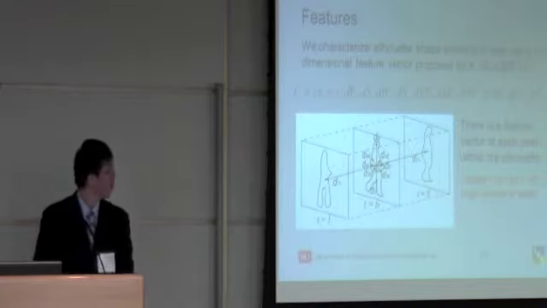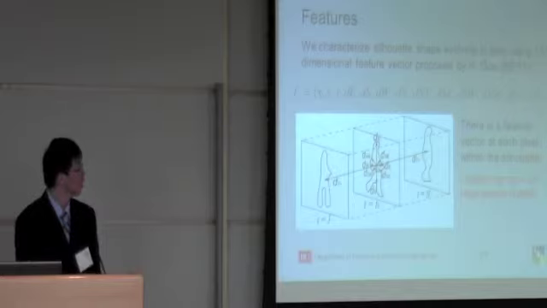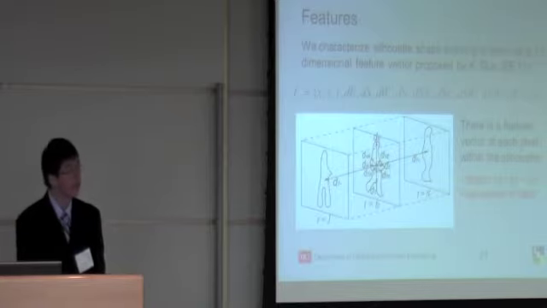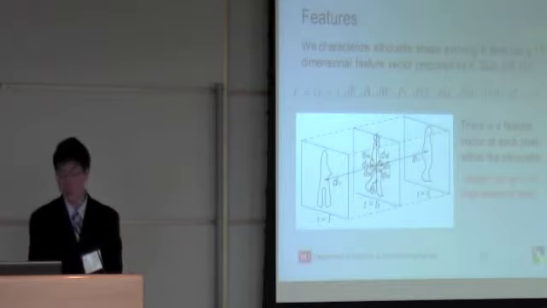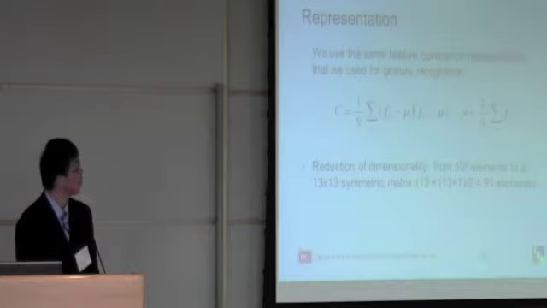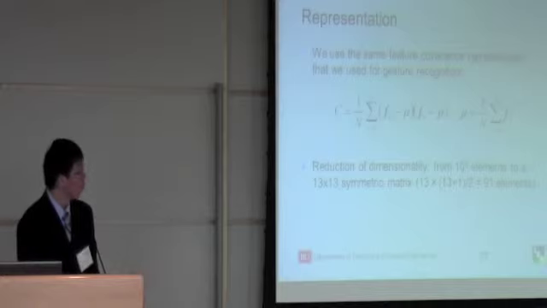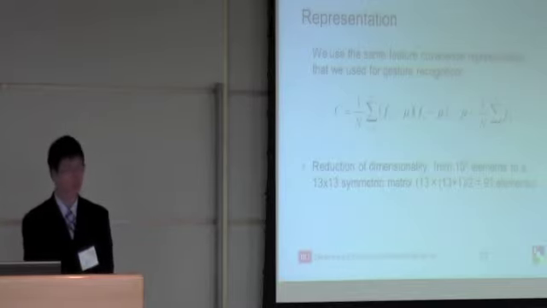However, in this approach, in a typical 320 times 240 resolution, a silhouette has about 30K pixels, in each pixel we have 13 elements, and we have 30 frames. It makes an order of 10 to the 6, which is a million numbers, a huge amount of data to compute. So to reduce this dimensionality, we use the same feature covariance representation as before for gesture recognition. In this method, we were able to reduce the dimension from 10 to the 6 elements into a 13 times 13 symmetric matrix, which has only 91 different elements.